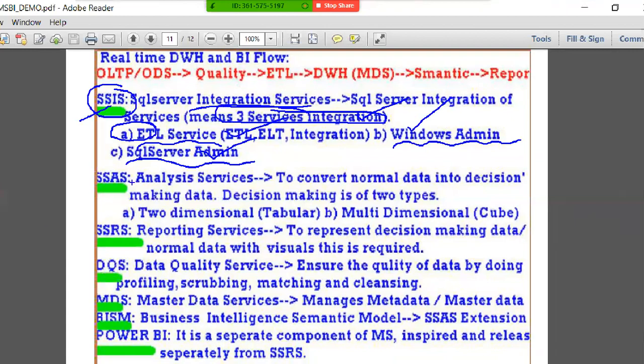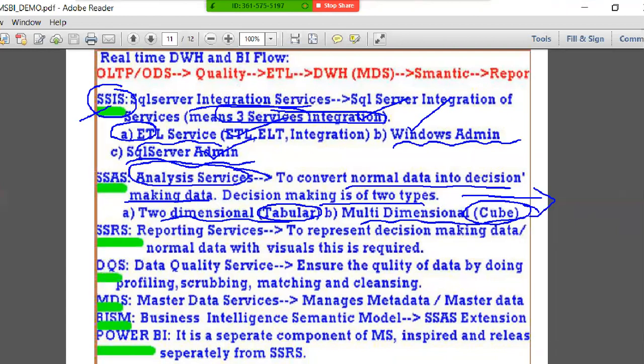Now, Analysis Services. What it does is convert your normal data into decision-making data. And decision-making data comes in 2 ways. One is 2-dimensional, second one is multi-dimensional. 2-dimensional is called tabular, and multi-dimensional is called cube. You are reading it, but you are not understanding. You people keep focusing on reading, not on understanding.